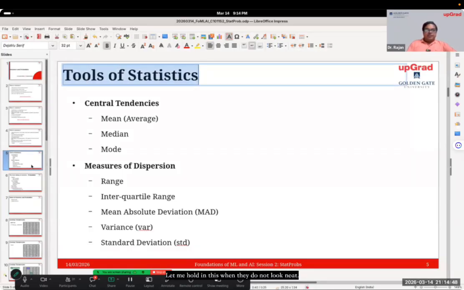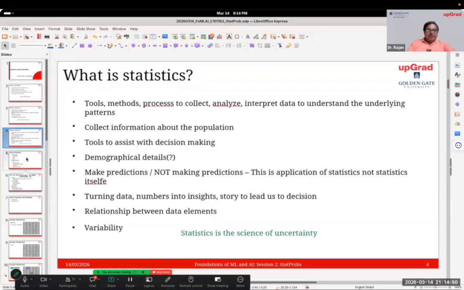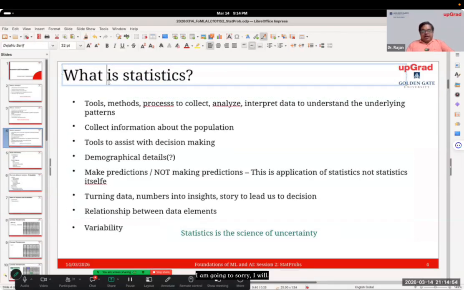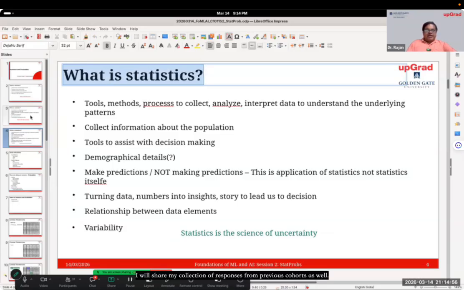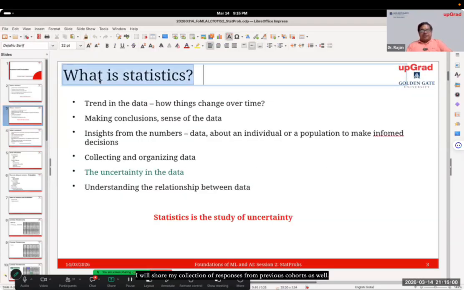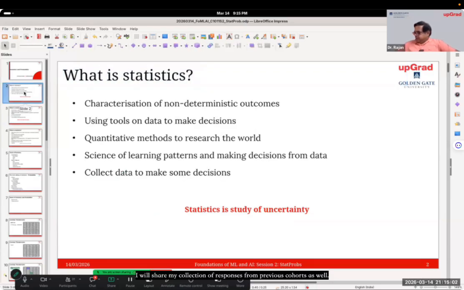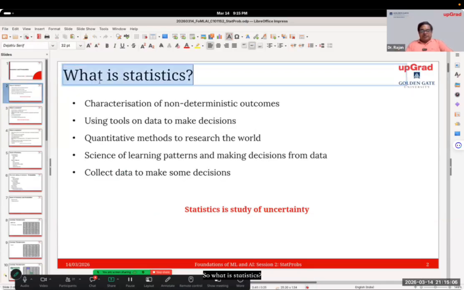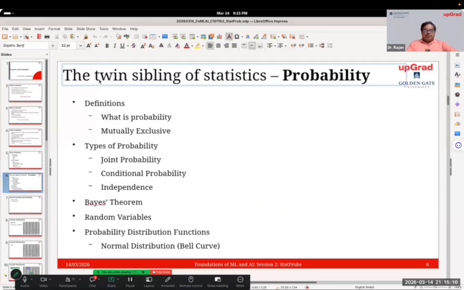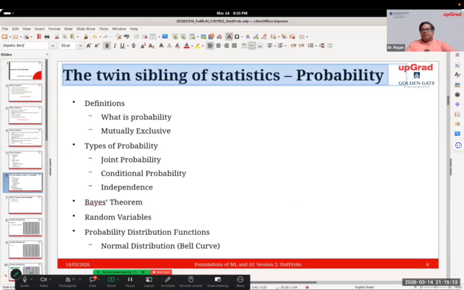They don't look neat. What is statistics? Sorry, I'll share my collection of responses from previous cohorts as well. So, what is statistics? Control B. And let me go and change it to a different color.